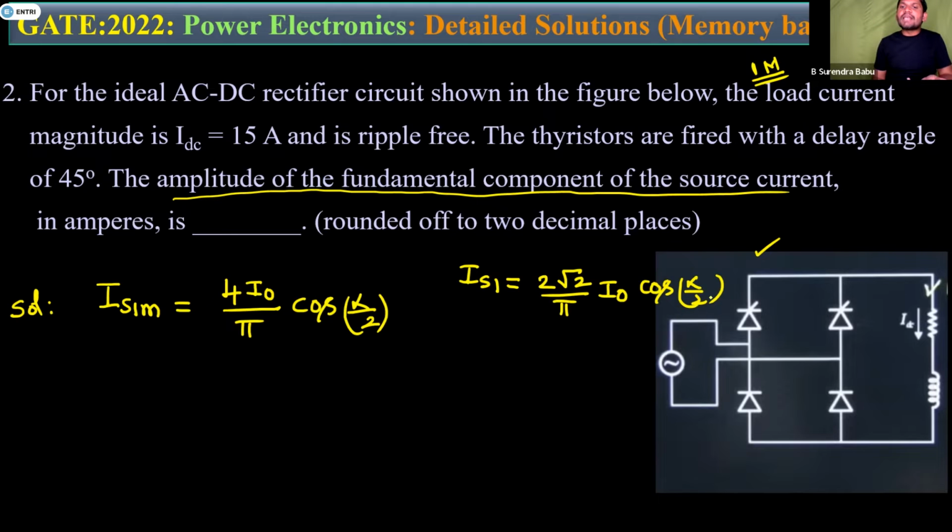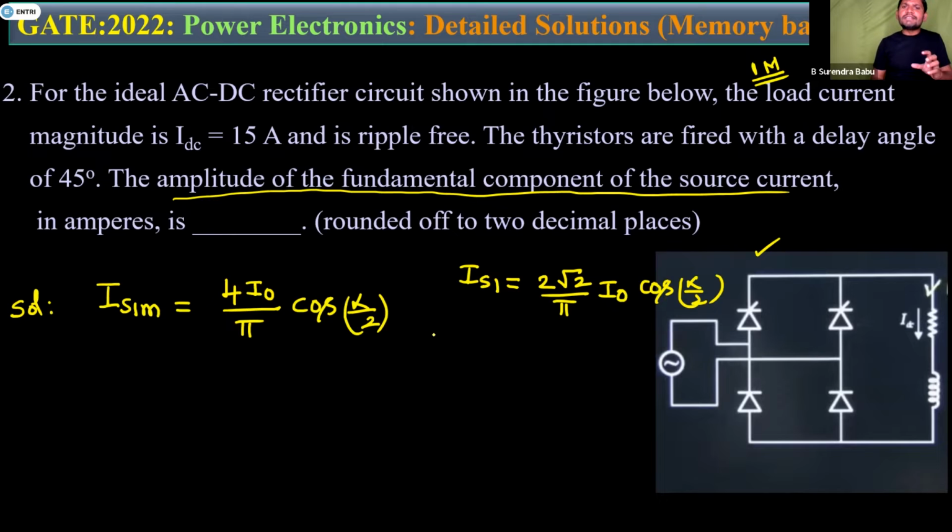It is multiplied with cos alpha by 2. Sir, how are we getting this formula? By applying the Fourier analysis only. We know that in a semi-converter, the source current is a quasi square waveform. If you apply the Fourier analysis for a quasi square waveform, then we get these formulas. But I'm not giving the derivations for all of these.